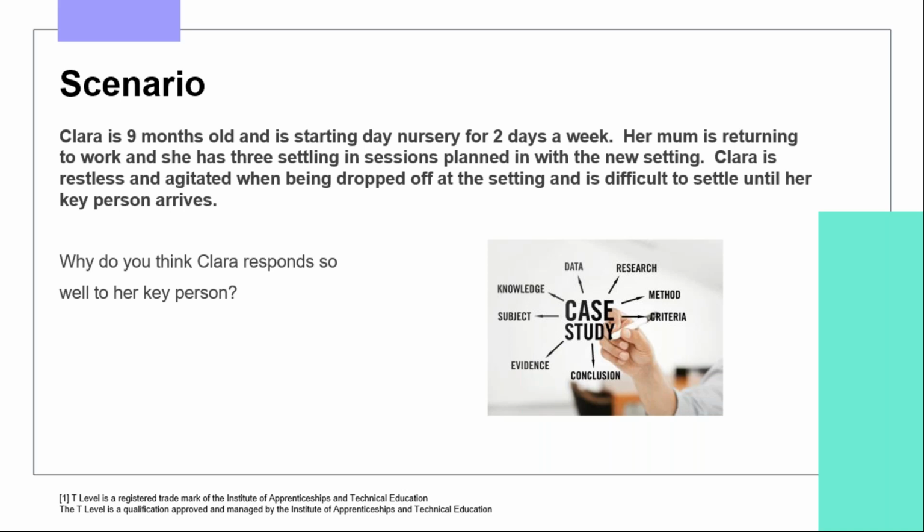So Clara is 9 months old and is starting day nursery for 2 days a week. Her mum is returning to work and she has 3 settling in sessions planned with the new setting. Clara is restless and agitated when being dropped off at the setting and is difficult to settle until her key person arrives. Why do you think Clara responds so well to her key person? Because as it says in the scenario, she settles down when the key person arrives. So why do you think Clara responds well to her key person?